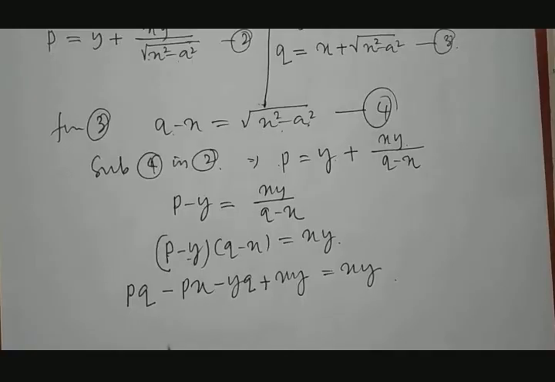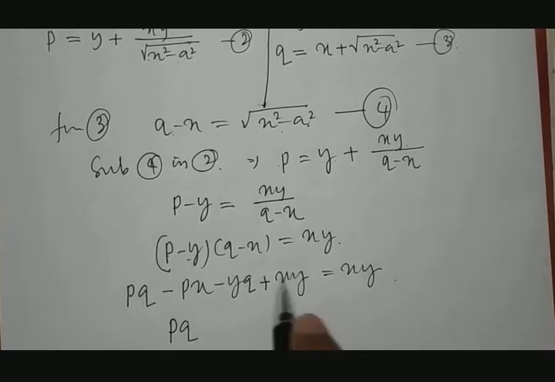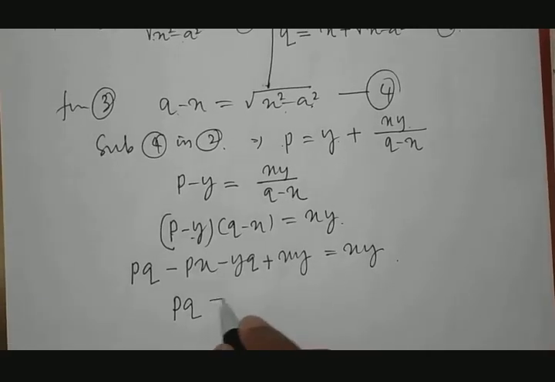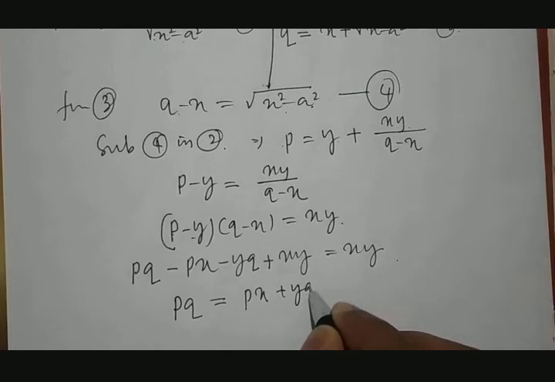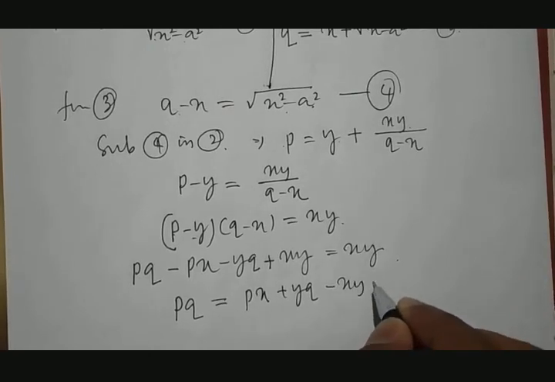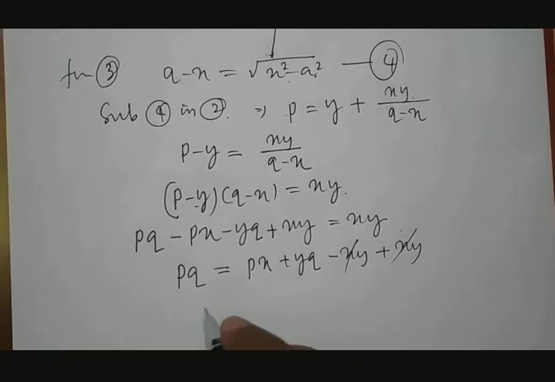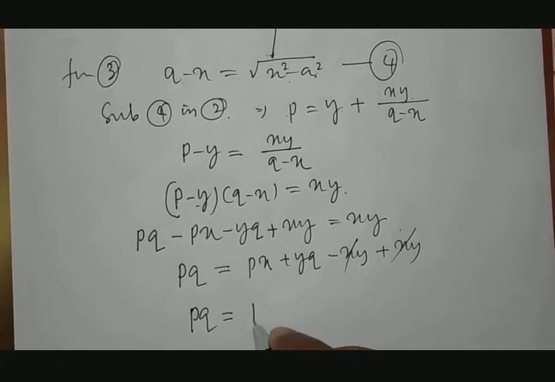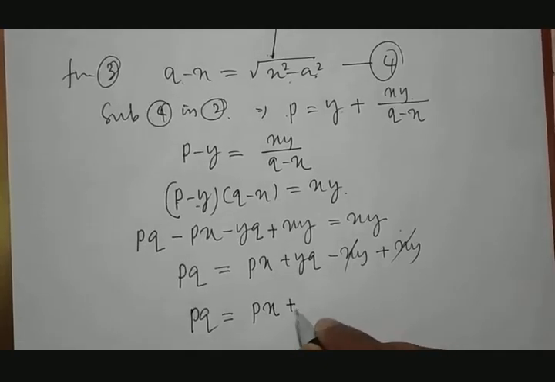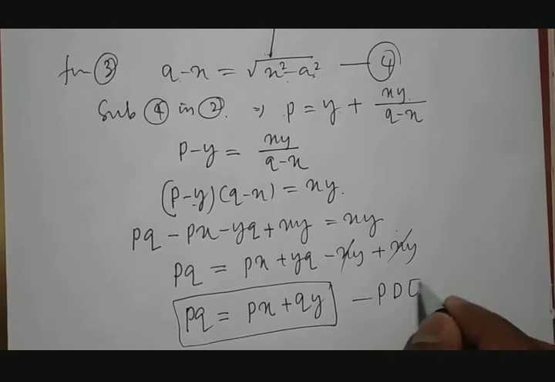Fine. If you take pq here and send all the terms to the other end, then it becomes plus px plus yq minus xy, and this available xy. So it cancelled. Therefore, pq is equal to px plus qy. So this is the required partial differential equation.